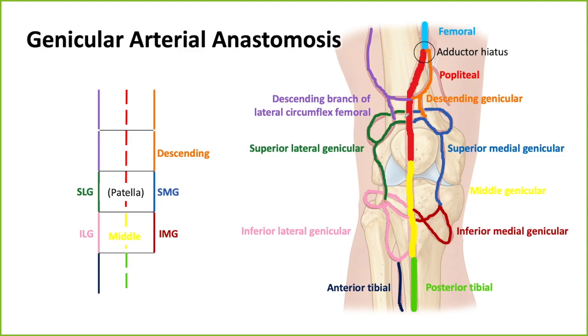So on our medial side, we've got our superior medial genicular. On our lateral side, we've got our superior lateral genicular. And coming down, our descending branch off of that lateral circumflex femoral.